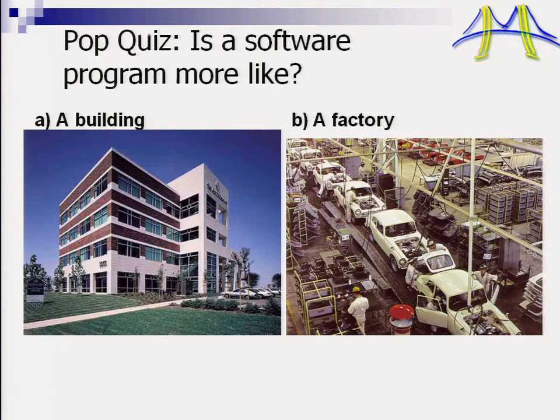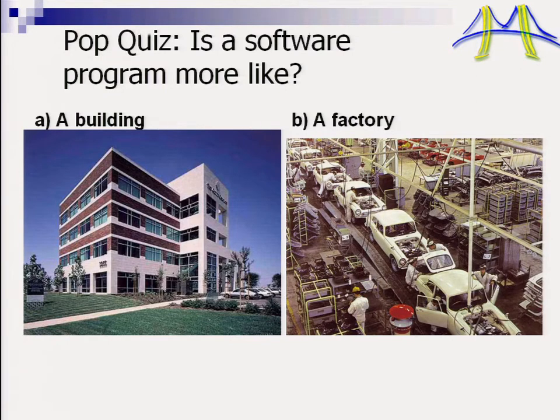So what do buildings do? They sit there, right? They shelter, they house, they protect. But what do factories do? They take input, they use warehoused or intermediate results, and they produce outputs. So with that, I'm in the camp that says software is a lot more like a factory. Does that make sense?